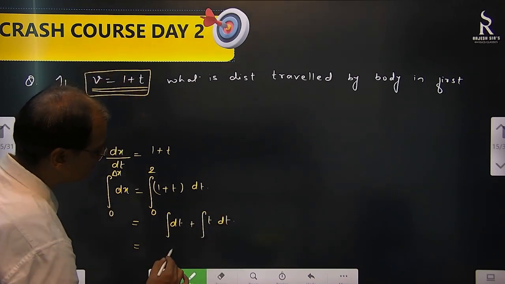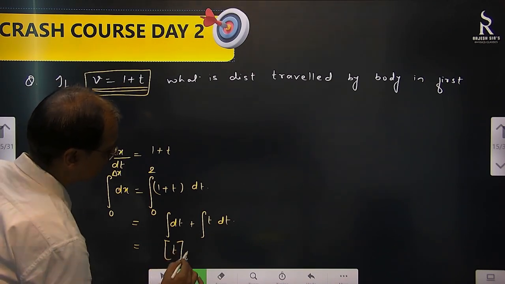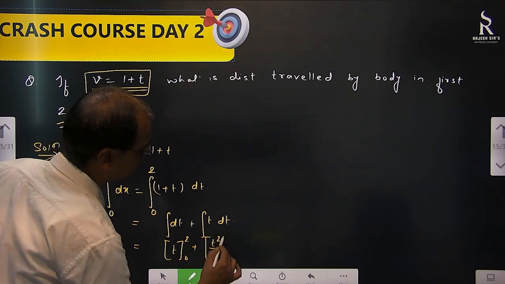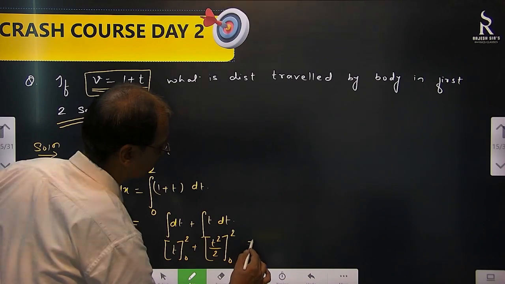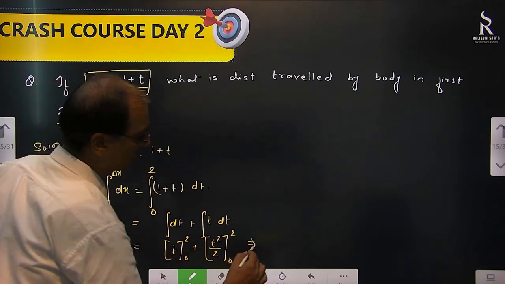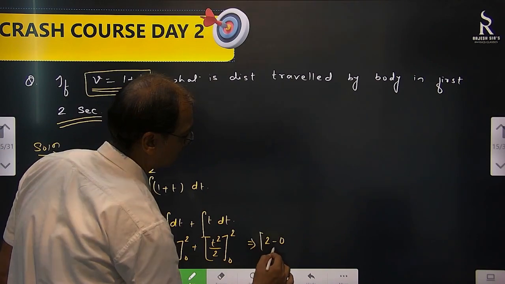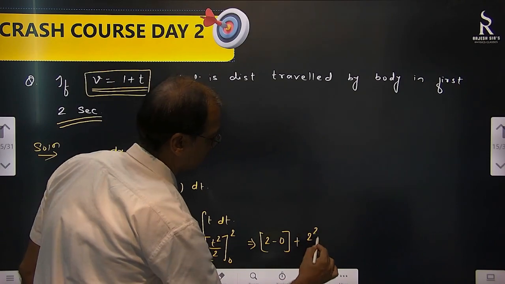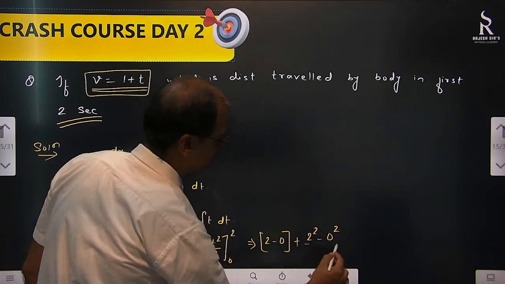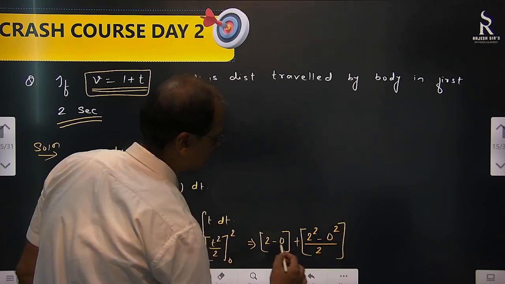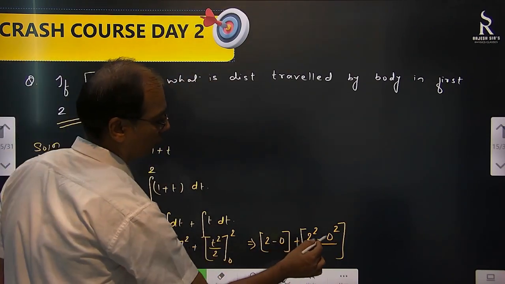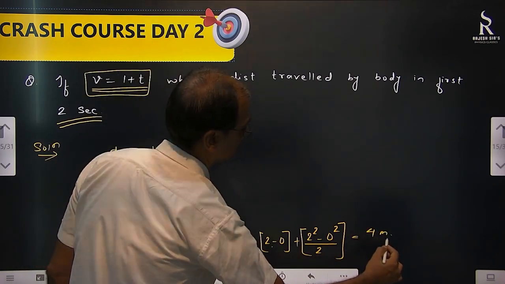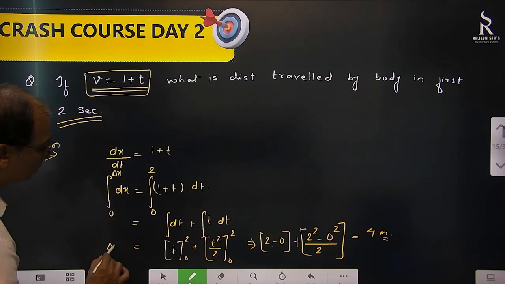Okay. Integration of t dt with limits 0 to 2 is t square by 2, from 0 to 2. Put in higher limit minus lower limit: 2 square minus 0 square by 2. What's coming? 4 minus 0 by 2, that's 2. So 2 plus 2 is 4 meter. So displacement is 4 meter.